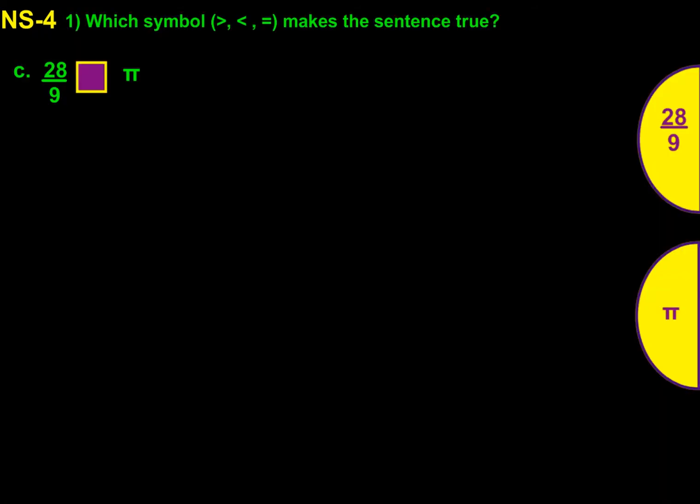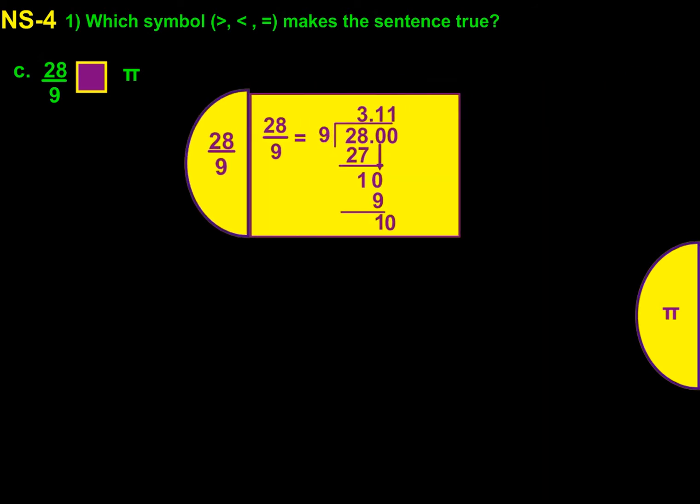And we'll take a look at 1C. For number 1, you're asked which symbol, greater than, less than, or equal, makes the sentence true. And you have 28/9 and you have pi. So we'll start by converting both of these to a decimal, and that will make it easy for us to compare these. So if we take a look at 28/9, if we turn this into a division problem, remember it's inside over outside, or if you like to think of it as the fraction toppling over or falling, the 28 would fall to this side, the 9 would stay to the outside.